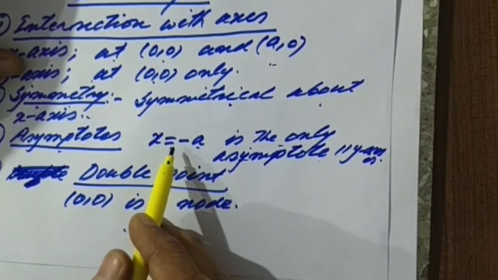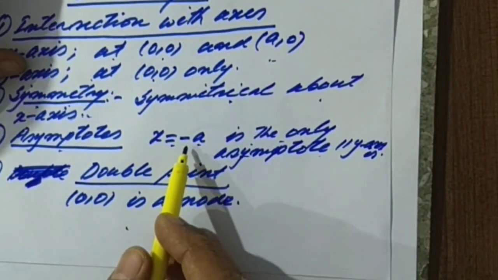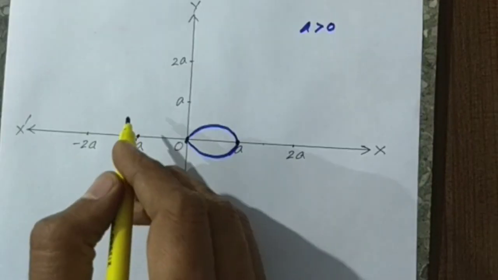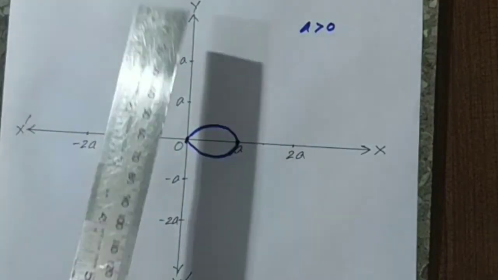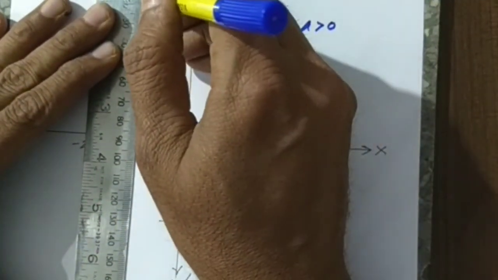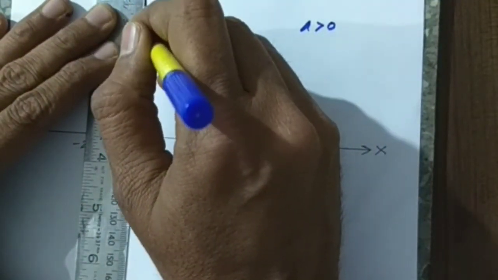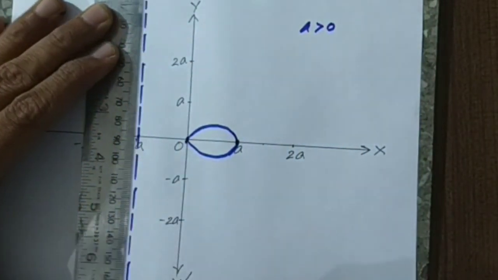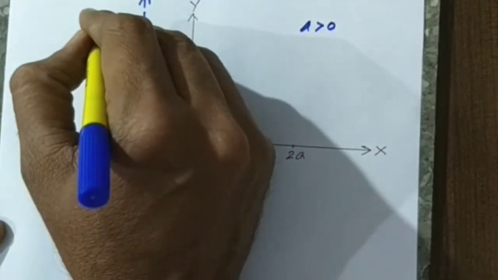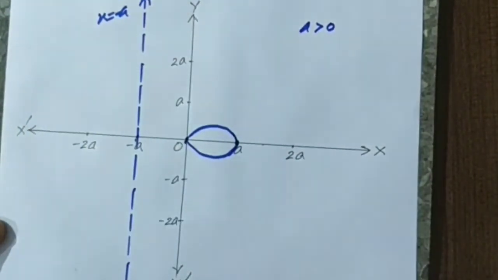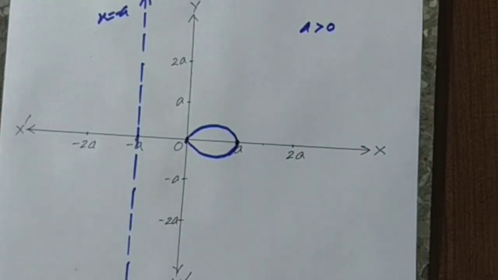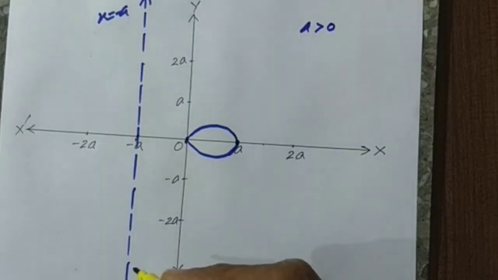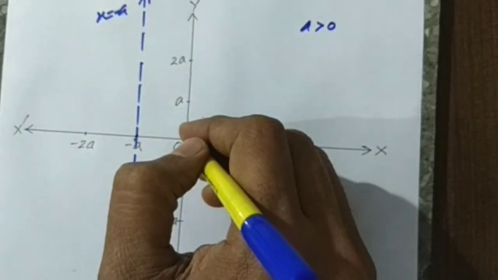And now the asymptote is x equal to minus a. That means a straight line parallel to the y-axis at a distance of a units from the origin. So this is the line x equal to minus a, parallel to the y-axis. This is the asymptote. So obviously, if it is an asymptote, the branch of the curve seems to be parallel to it. That means intersecting at infinity.